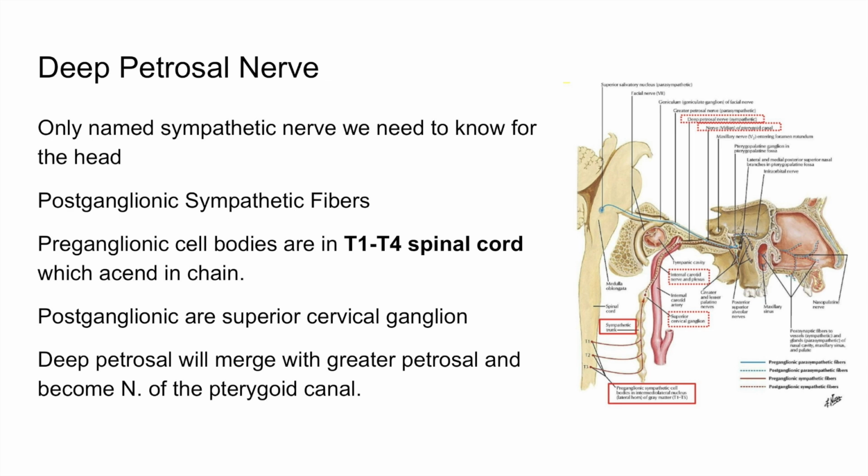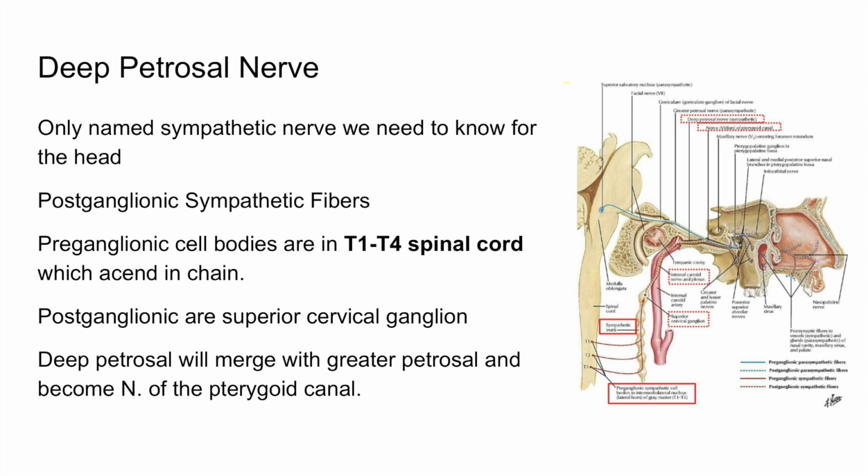From there, you have postganglionic sympathetic fibers, and those fibers wrap around the internal carotid artery, forming the internal carotid plexus. This is how they enter the skull. A branch of that plexus becomes the deep petrosal nerve. So when you see deep petrosal, just think postganglionic sympathetics riding along the internal carotid artery into the skull.